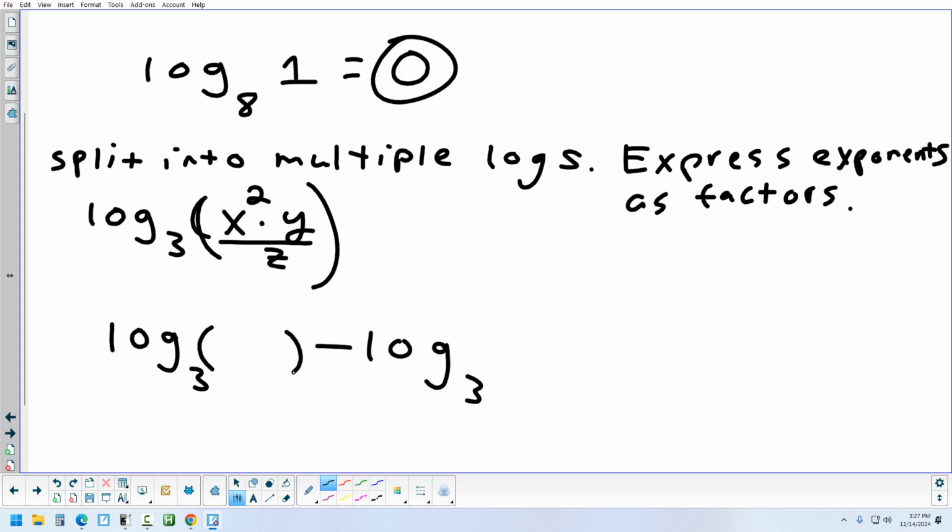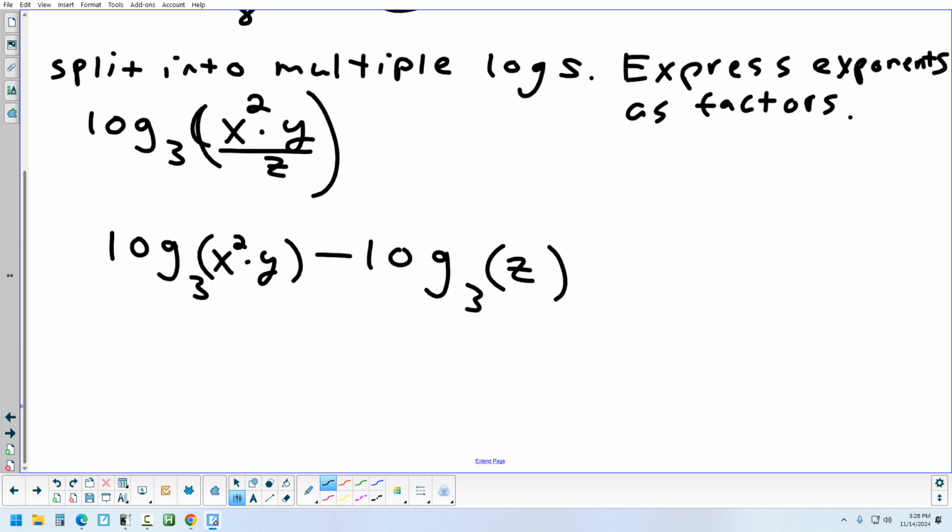What's going to be my first argument? We still got more to do with it, but we'll just leave it for now. Yeah. X squared times y. X squared times y. And what's going to be my second argument? Yeah. Z. Okay. So we still haven't done everything they wanted. We didn't express the exponents as factors yet.